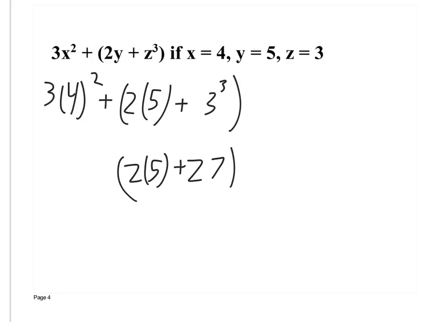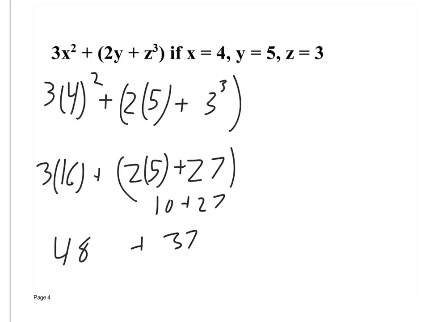Then I multiply. So I've got 2 times 5, that's 10. 10 plus 27 is 37. Then I go to the outside of those grouping symbols. I go back to here. All right. And I see that this was 3x squared. So the first thing I do is I square the 4. What is 4 times 4? 16. Which, what is 3 times 16? You guys know? 48. I add 48 and 37, I get 85. And that's how I do it.